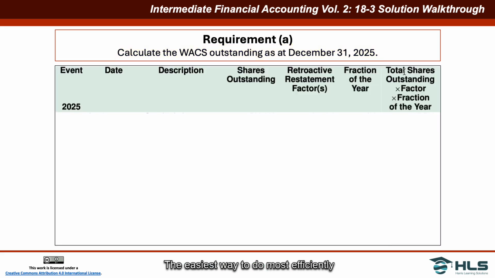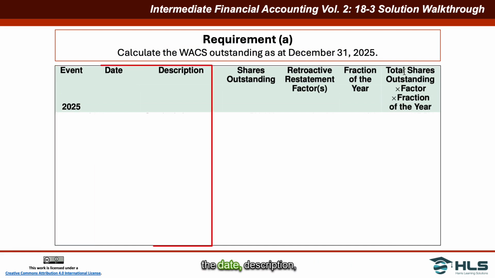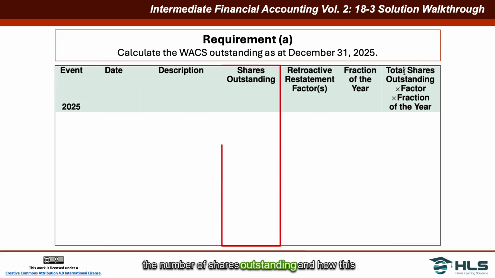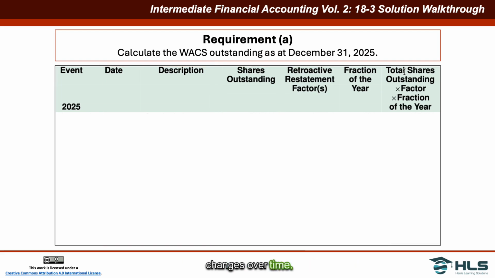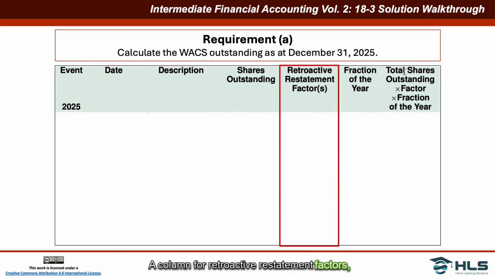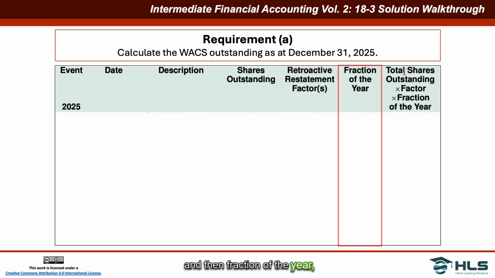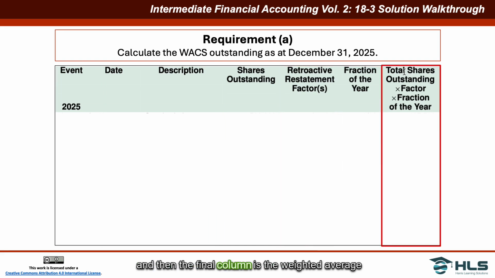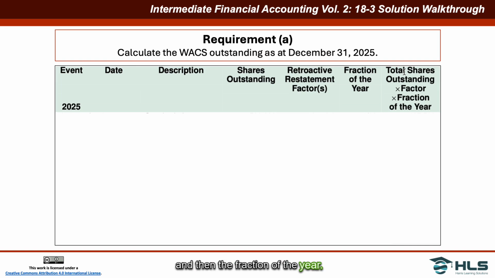The most efficient way to do this is to set up a table, where we'll have the event, the date, the description, the number of shares outstanding and how this changes over time, a column for retroactive restatement factors, and then the fraction of the year. The final column is the weighted average adjustment, which takes the total shares outstanding multiplied by the factor and then the fraction of the year.